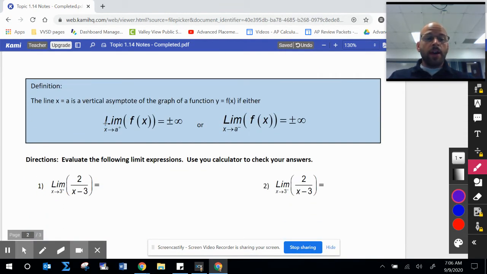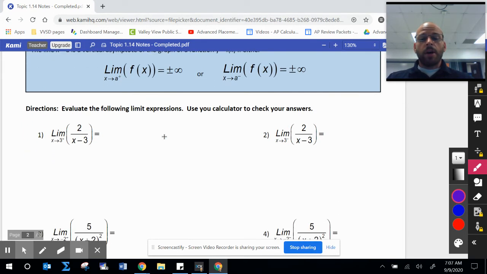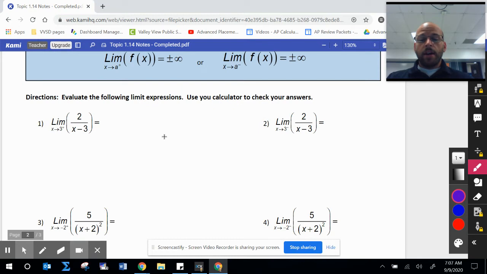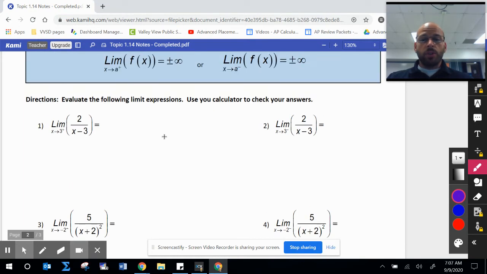So if you have either the left or right side of a limit approach infinity, then you know you have a vertical asymptote. You don't need both. You just need one or the other. Okay? So what I want to do is talk about how to evaluate those limits and then what to do once we get those.